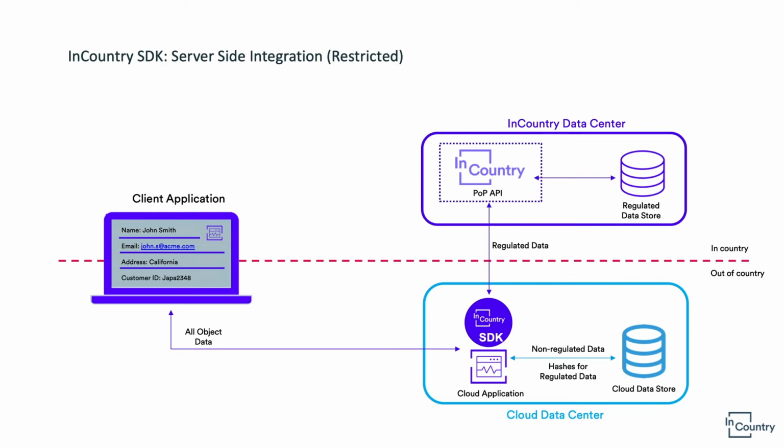Later on, if a user wants to view the data on screen or an application wants to run analytics on the data, then it can make a call out to the in-country point of presence to retrieve the data and perform the action. In the restricted model, the key to compliance is ensuring that data is not permanently stored outside the country, but only retrieved for viewing or processing when needed.